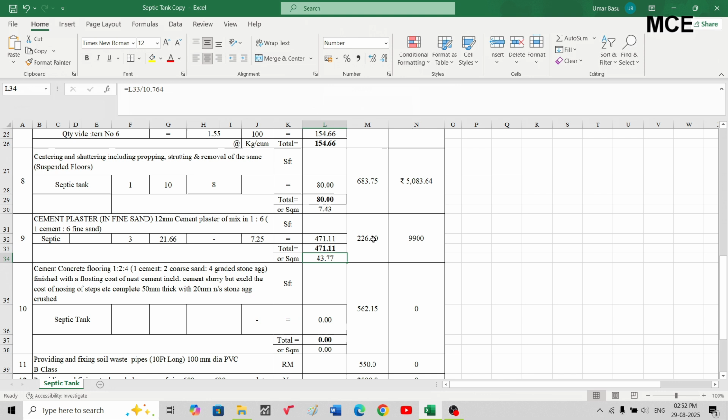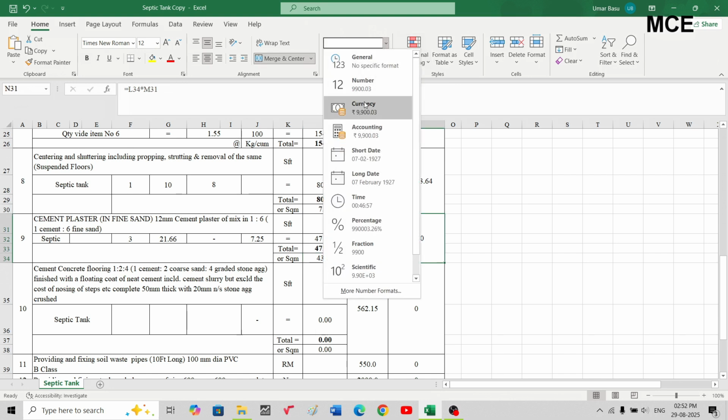And the rate for this item in the SOR is 226.20 Indian rupees per square meter. So the total will be 9,900 Indian rupees.